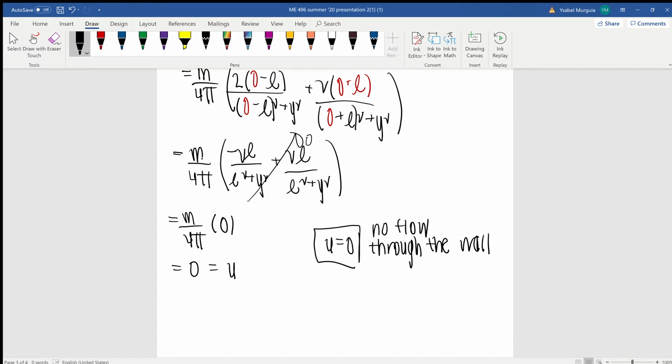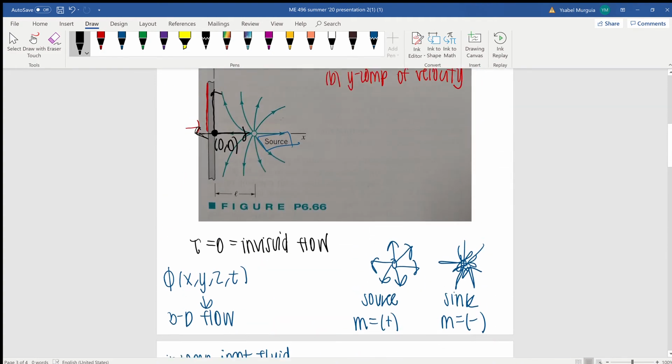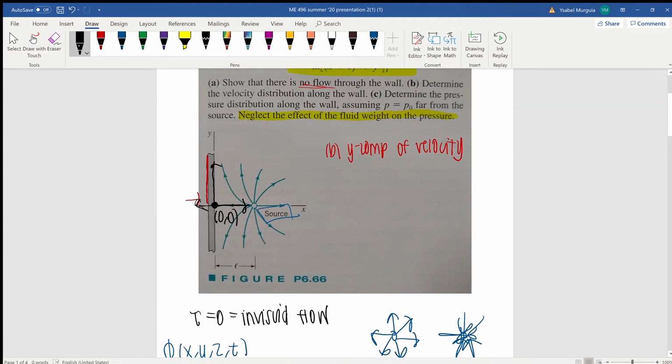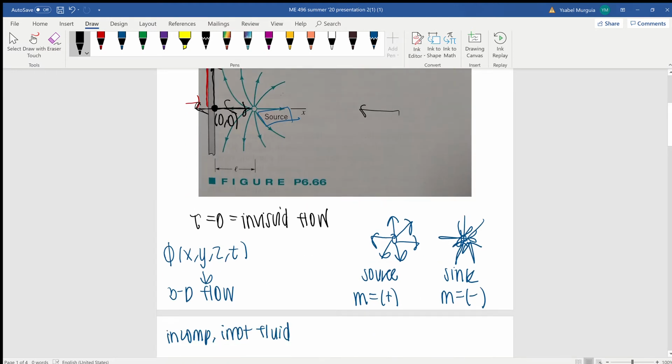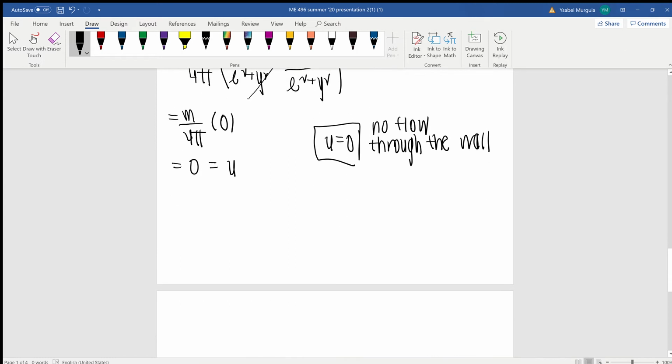Right. And a way that we can kind of confirm this is looking at this diagram, the source. When we are finding the velocity potential, we're taking the derivative with respect to x. This x is actually just a straight line, right? It's constant. So the derivative of a constant is just equal to 0. So that does make sense when we do solve through, besides the fact that they did tell us that there will be no flow.